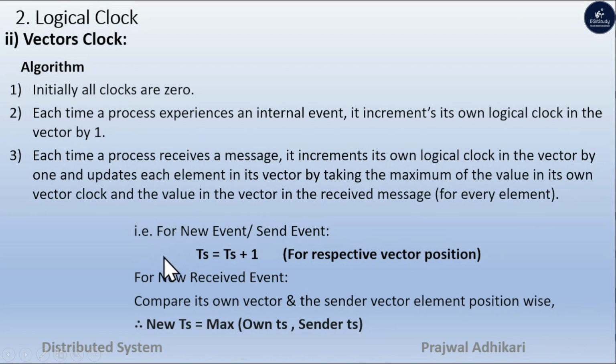That is, in short, we can understand by these 2 points. For new events or send events, we have ts equal to ts plus 1 for the respective vector position, and for new receive events, we will compare our own vector and the sender vector element position, so that the new timestamp will be the maximum of own timestamp and sender timestamp. We will understand this in the example of the vector algorithm.